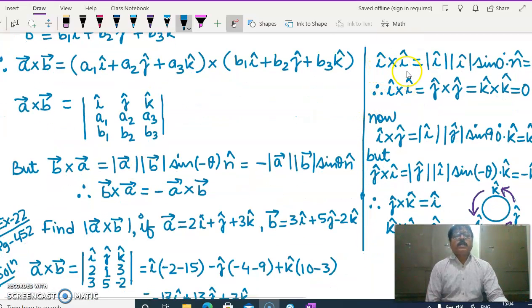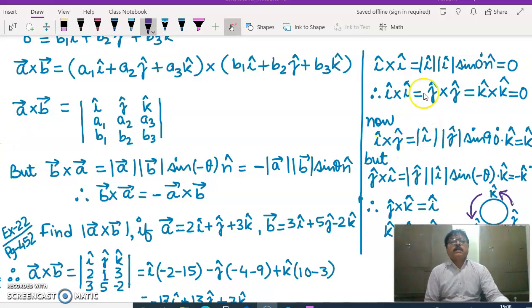What is i cross i? i cross i is magnitude of i cap, into magnitude of i cap, into sine of the angle between these two. Now i cap is unit vector in the direction of x-axis, i cap is unit vector in the direction of x-axis. So angle between them will be 0. So I've written sine 0, and n cap is a general unit vector. Since the value is 0, it hardly matters. So therefore i cross i, j cross j, and k cross k all are 0. You must remember that in dot product, the value of these all was 1.